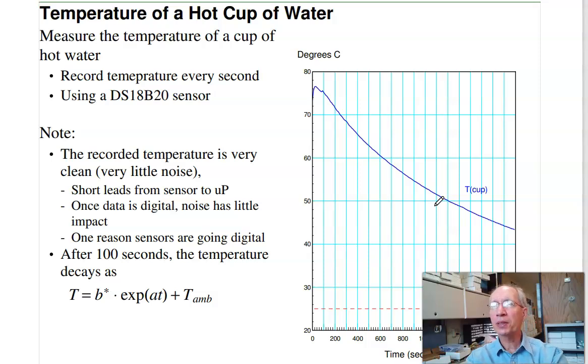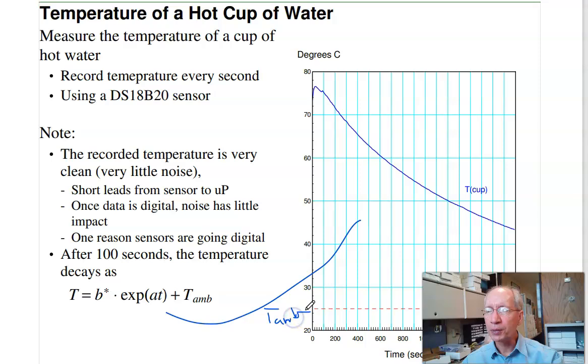Now, if I want to come up with a number to parameterize this coffee cup, one thing I could do is model this mathematically. This is a decaying exponential. It's the T ambient right here at the room temperature, so what it's cooling down to. The exponential is b e to the at. This is your thermal time constant. Minus 1 over a is your time constant in seconds. The bigger the thermal time constant, the flatter this is, the better the coffee cup.